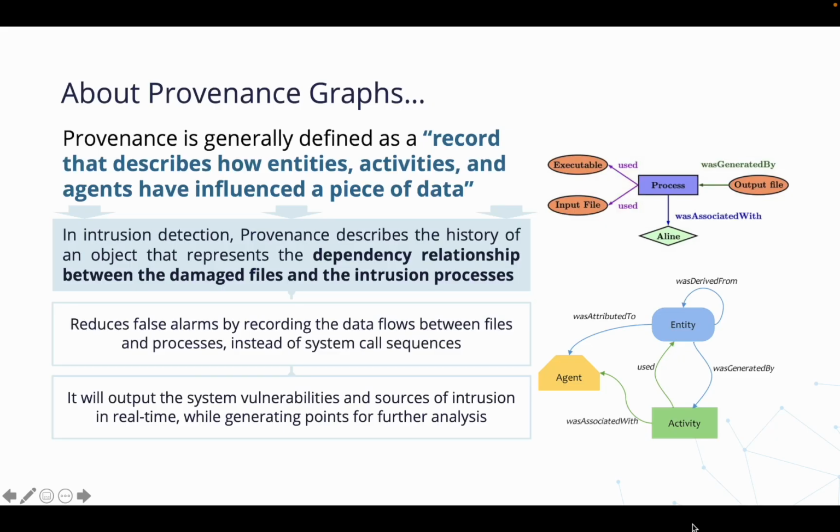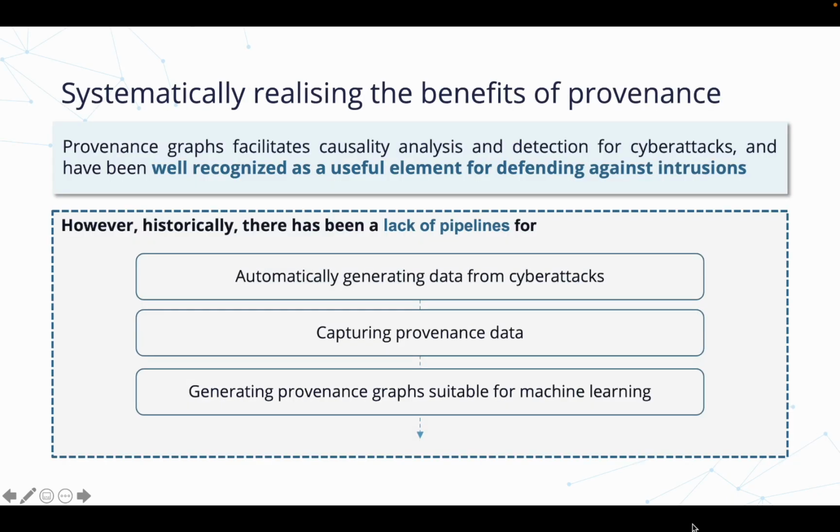Provenance is generally defined as a record that describes how entities, activities, and agents have influenced a piece of data. And in intrusion detection, provenance represents the dependency relationship between the damaged files and the intrusion processes. It reduces false alarms by recording the data flows between files and processes instead of system call sequences, and can output the system vulnerabilities and sources of intrusion in real time. Provenance graphs have been well recognized as a useful element for defending against intrusions.